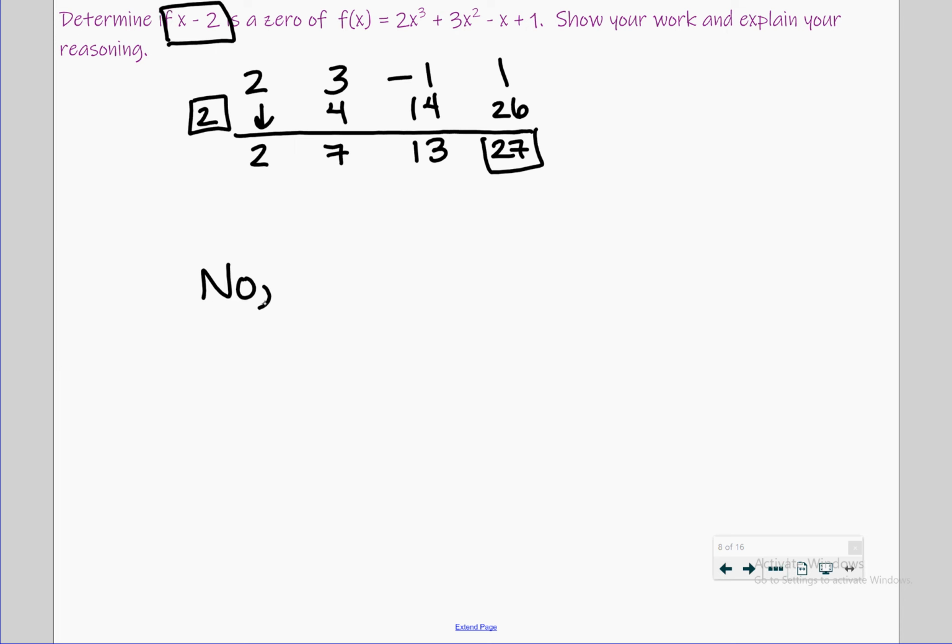No. And it says show work and explain. We showed our work. Check. Explain. Why? The remainder does not equal 0. Okay. The other way to do this is you could plug 2 into the equation if you want to, and you can use your calculator for that, and you will get out 27. It gives you the remainder that way. Again, the explanation is still no, the remainder is not 0.